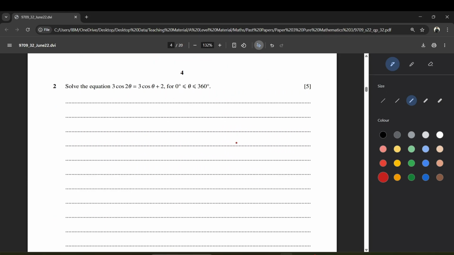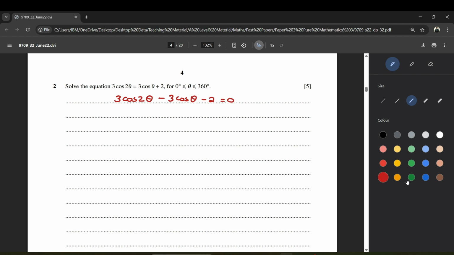All right. Question number 2. Solve the equation 3 cos 2 theta equals 3 cos theta plus 2. Okay, so we have 3 cos 2 theta. Okay, let me bring all of this to the left hand side. Minus 3 cos theta minus 2 equals 0.